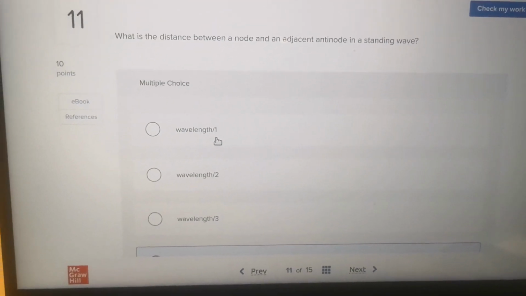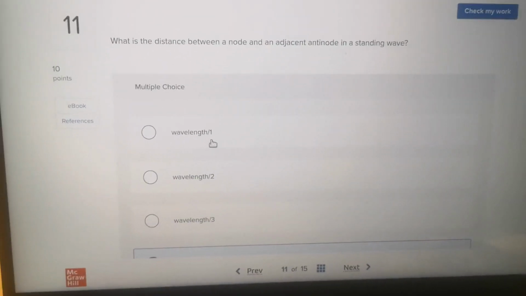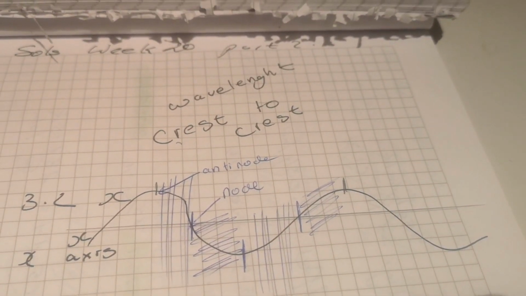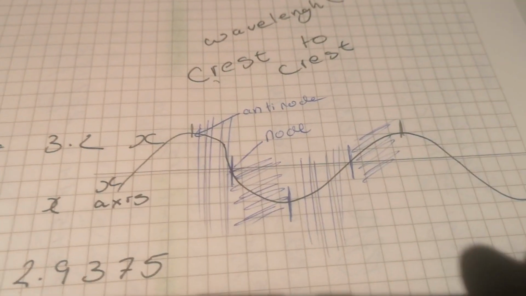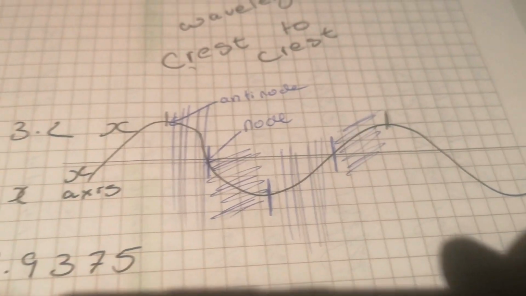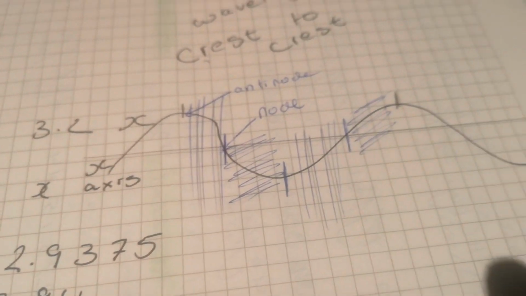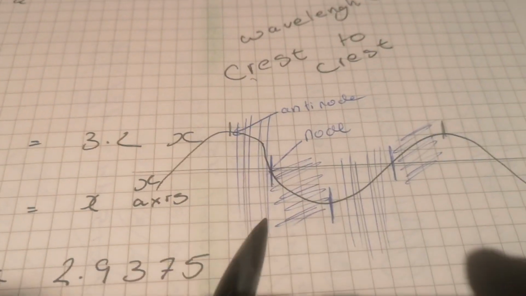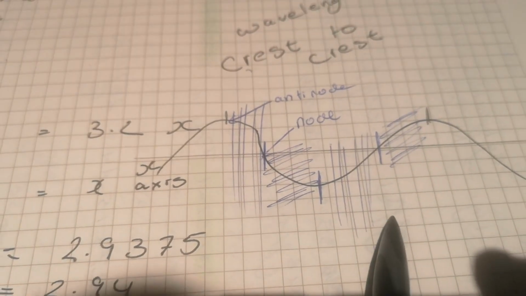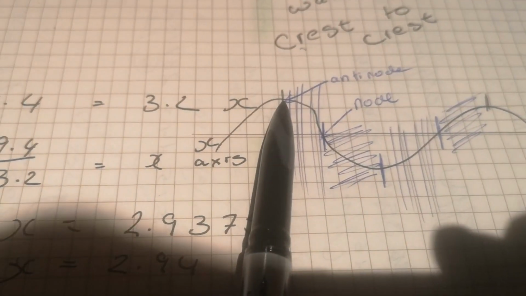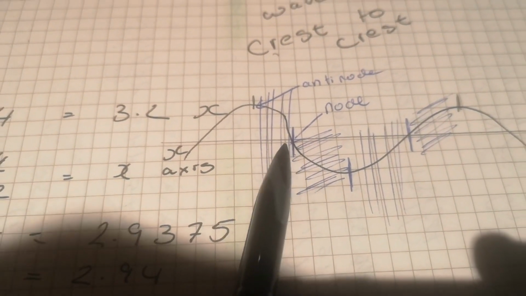Alright, for question 11, you just gotta know what a node and antinode is and what a wavelength is. And it's not too complicated. So a wavelength is crest to crest or trough to trough, or every second node, and the antinode is up top or at the bottom, and a node is just where the sine wave or wave intersects the x-axis. So you can see there are the four sections, where it's up, sideways, down, sideways. So it's just a quarter between an antinode and a node, and that's pretty much it.